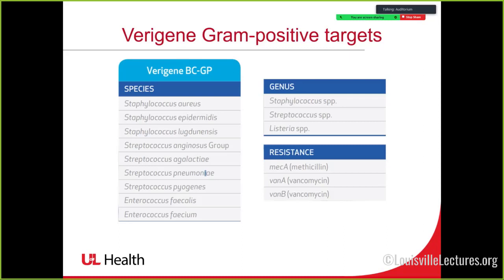So the mecA gene is coding for methicillin resistance. And this tells you right away, MRSA, MSSA. Immediately, you should have that result. And it goes down to vanA and vanB, which code for vancomycin resistance in Enterococcus specifically, so you'll know if it's VRE or non-VRE immediately.